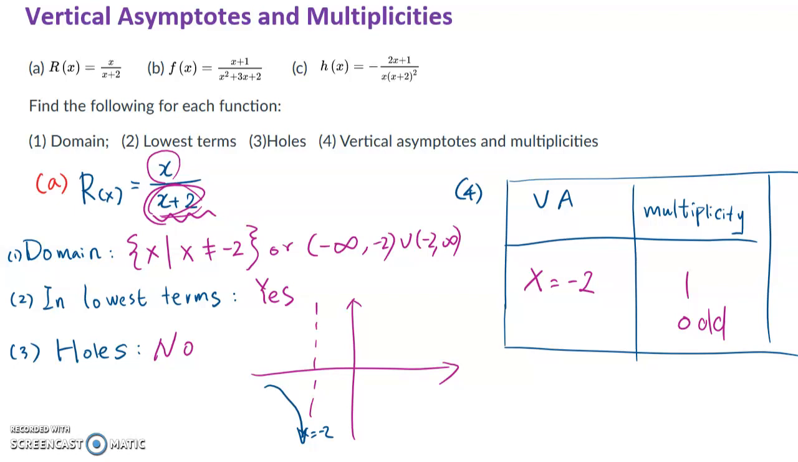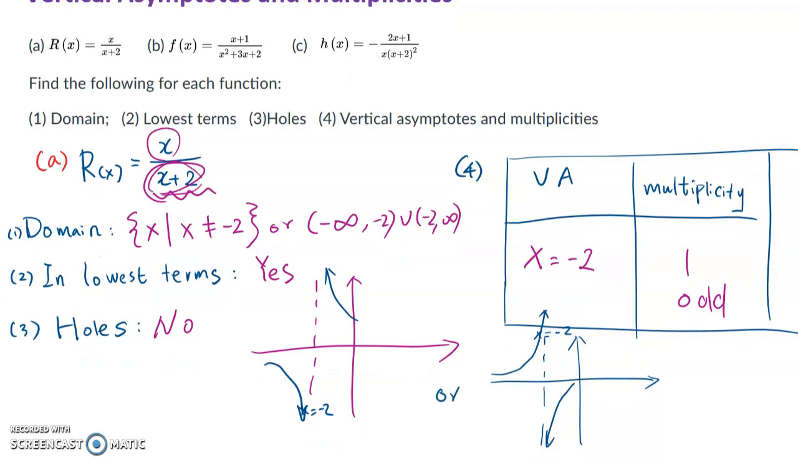So first case is on the left side, the graph will go down. On the right side, it will go up. And the other case is, again, this is the vertical asymptote x equals -2, and on the left side it is going to infinity, and on the right side it is going to -infinity as x gets closer and closer to -2. Okay, now let's look at problem B.